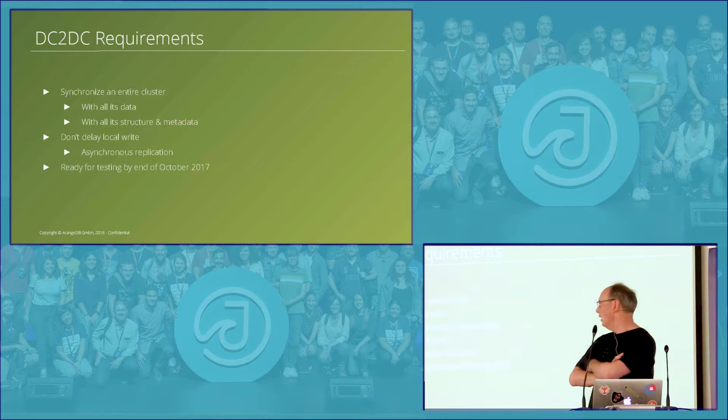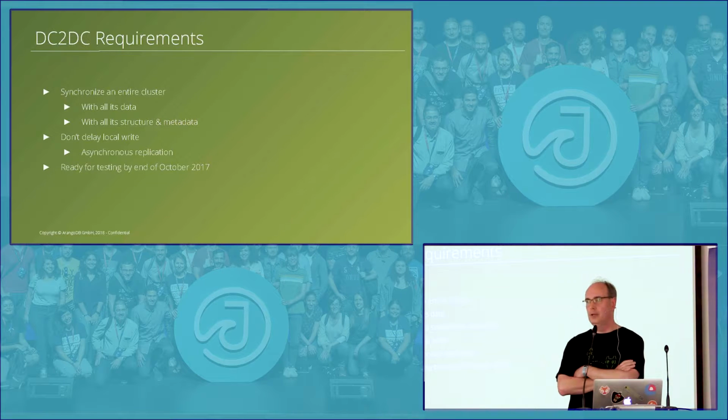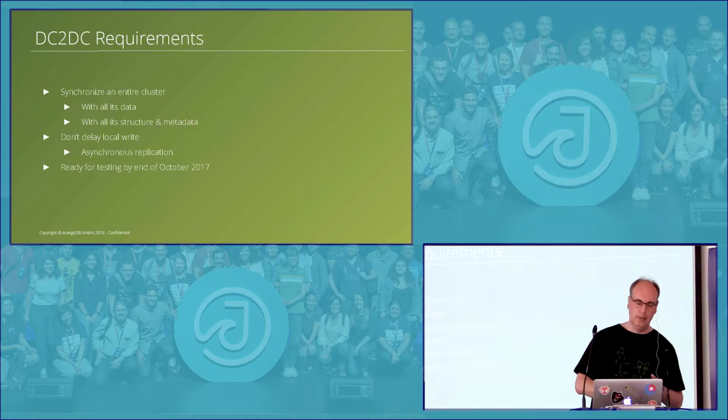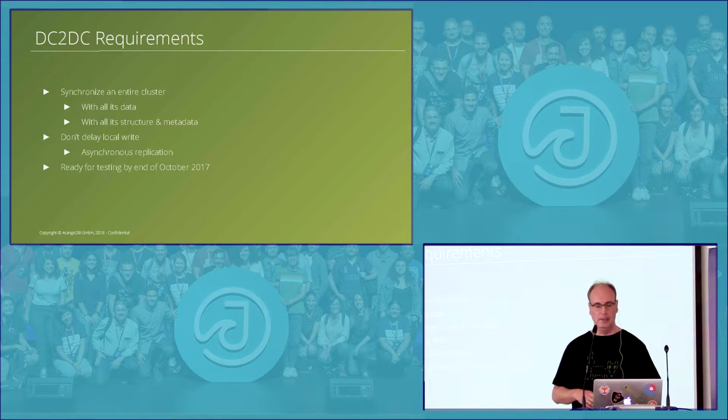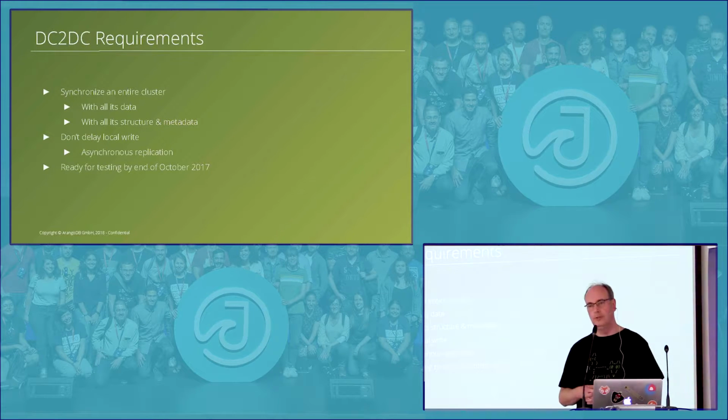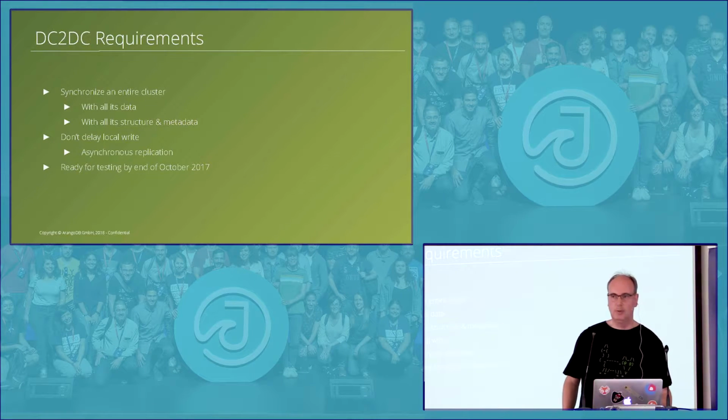So what we ended up with is a set of requirements. That set of requirements was basically, we want to synchronize data from one cluster to another, and with the data, I mean all data. So metadata about the structure, about who is allowed to access it, which collections we have, which indexes, as well as, obviously, the data itself. Also important, we don't want to delay local writes. So that's where we came up with, okay, let's do asynchronous replication, because as soon as we start doing it synchronously, that's not going to work anymore.